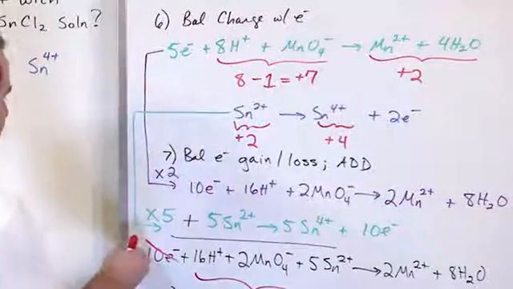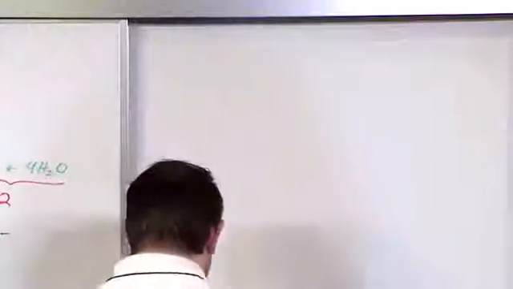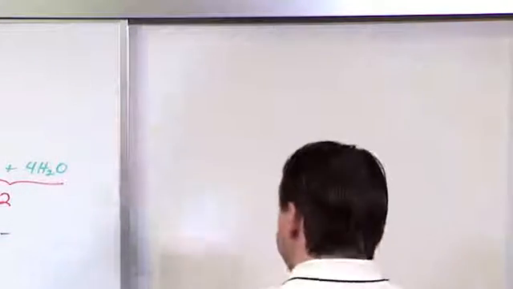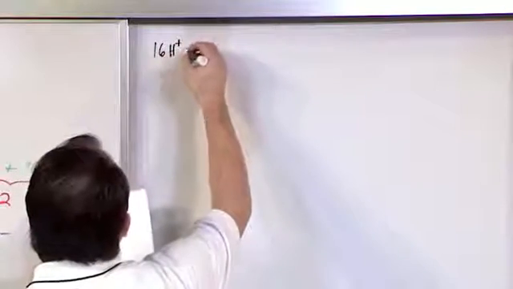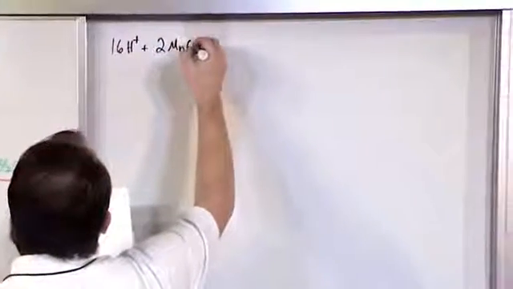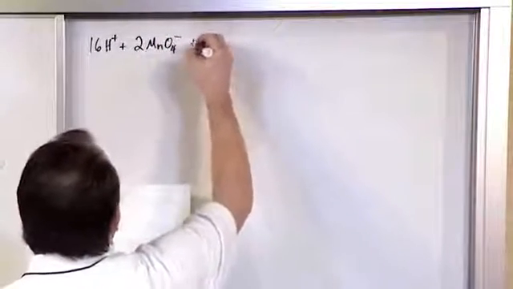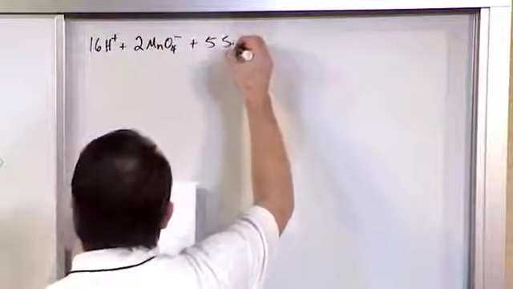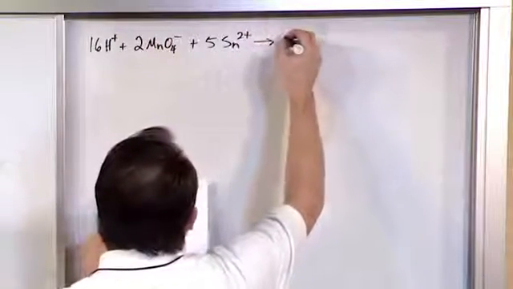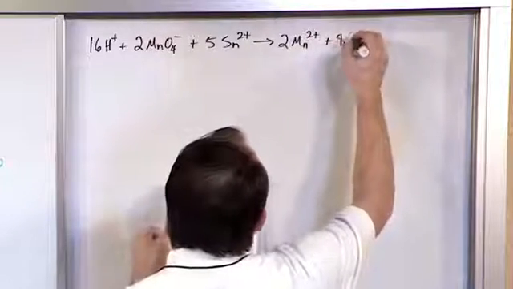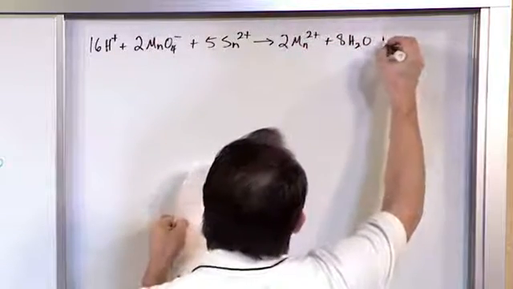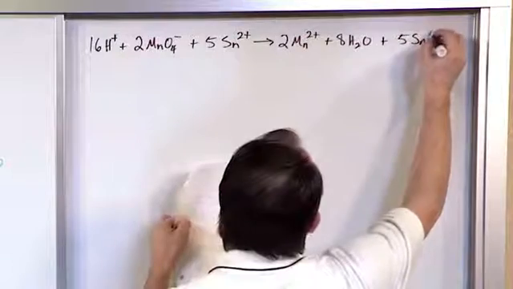So what I'm going to do then is rewrite this equation, because we really need to work on the stoichiometry at some point here, right? So what I'm going to do first is rewrite the final, balanced reaction here. So this is 16 hydrogen ions plus 2 MnO4 negatives plus 5 Sn2+ yields 2 Mn2+ plus 8 H2O plus 5 Sn4+.